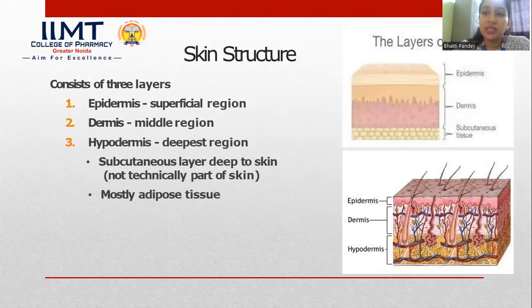Skin structure consists of three layers basically. The epidermis is the superficial, or we can say outermost, layer of the skin. Then comes the dermis, that is the middle layer of the skin. Then the hypodermis, that is the deepest layer of the skin. The subcutaneous layer deep to the skin is not technically a part of the skin. It consists of mostly adipose tissues.